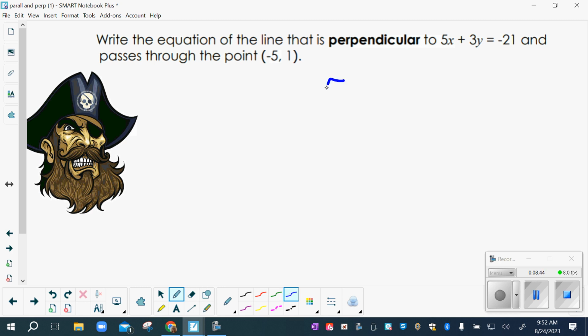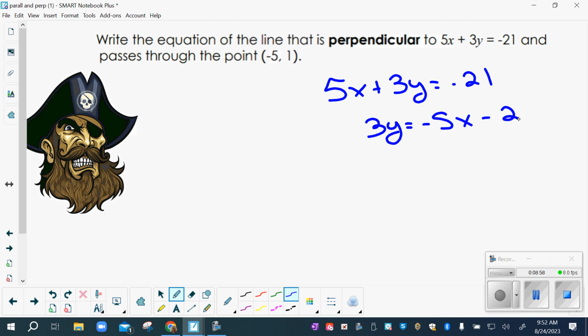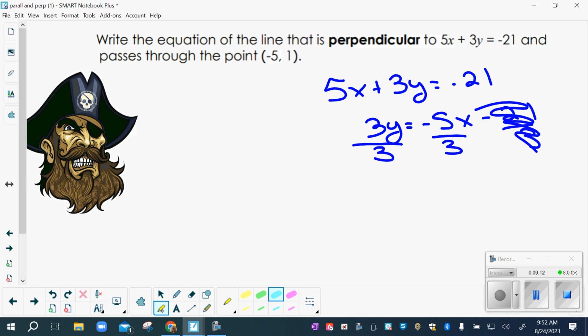Let's find the slope. 5x plus 3y equals negative 21. Get y by itself. 3y equals negative 5x minus 21. Now again, you don't even care what else is on that boat. So do I care about this 21/3? I do not. All I do is I come in, I steal this beauty, right? I'm taking her with me.